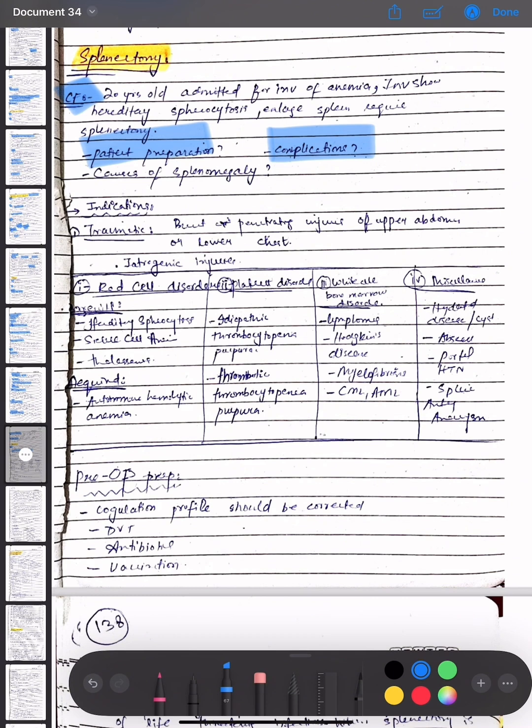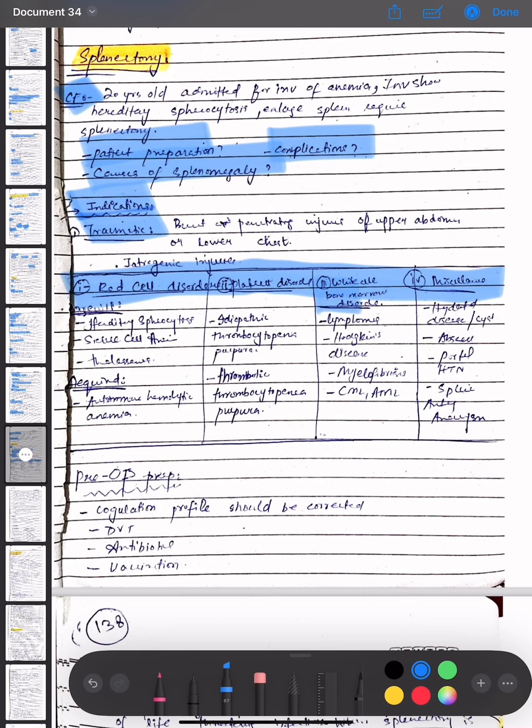The indications are the traumatic, that is blunt or penetrating injuries of the upper abdomen or lower chest, or iatrogenic injuries. The first one is red cell disorder, the second one is platelet disorder, the third one is white cell and bone marrow disorder, and the fourth one is miscellaneous. Okay.